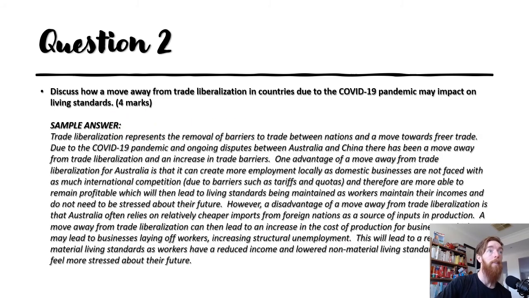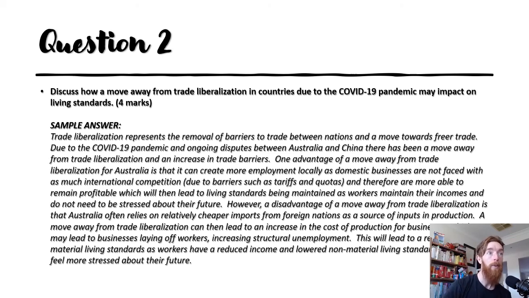But trade liberalization represents the removal of barriers to trade between nations and a move towards freer trade. Due to the COVID-19 pandemic and ongoing disputes between Australia and China, there has been a move away from trade liberalization and an increase in trade barriers. Very specific, it ties it to recent events without being too over the top.